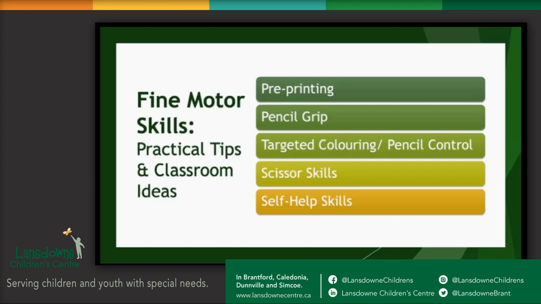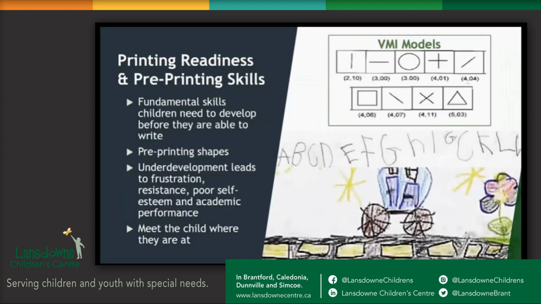So the first one is pre-printing skills or printing readiness skills. If you look at the VMI model, the visual motor integration assessment, is one that OTs often will do. These numbers underneath each shape or form are the age norms that this test expects children to have that skill developed. So if you bring your attention to the plus, at 4 years old, so most children entering first year kindergarten would be 4 or turning 4 within the next few months.